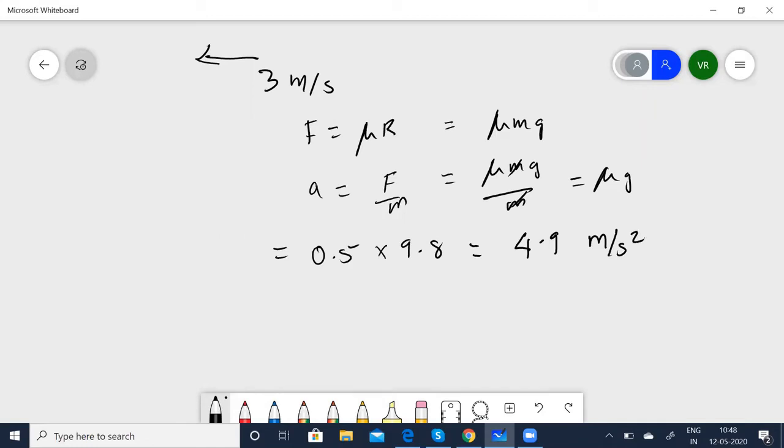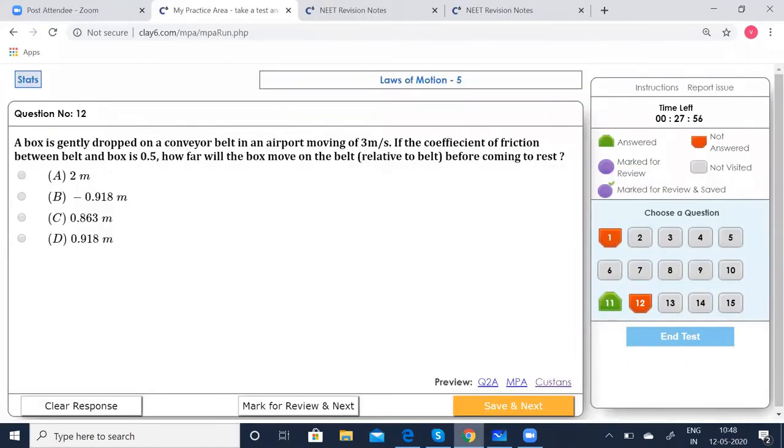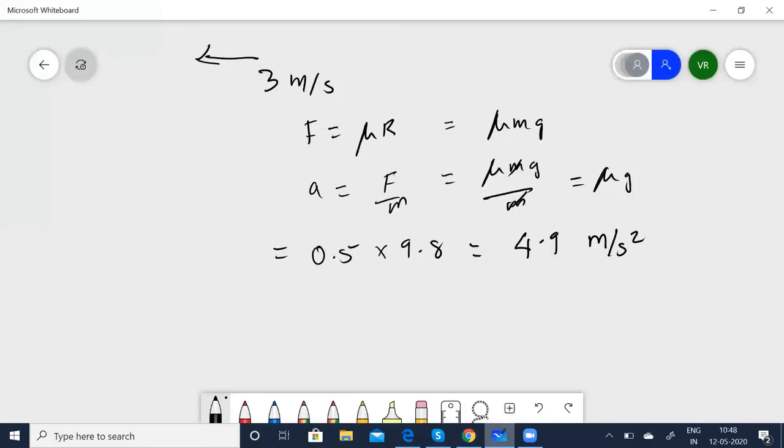So which option is correct? 4.9, in the forward direction. Before that, we have not yet solved. This is going to be in the forward direction. We have found out the acceleration of the belt now. Now the box is coming to rest in a distance s, so we have to find that.